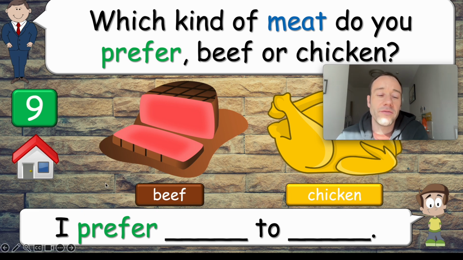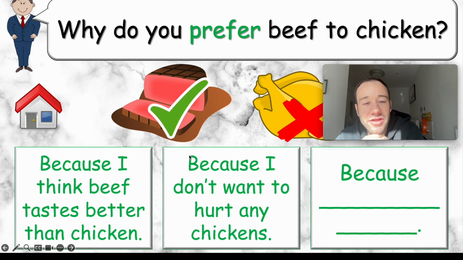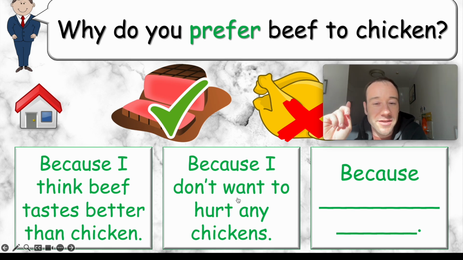So they say, I prefer beef to chicken. Beef. Click on beef. Why do you prefer beef to chicken? And they're looking: because I think beef tastes better than chicken. Okay. Because I don't want to hurt any chickens. Okay. Don't mind hurting cows, but don't hurt any chickens.